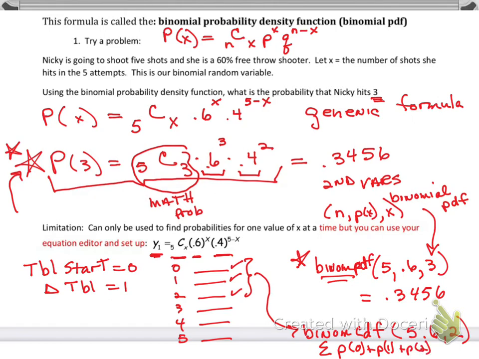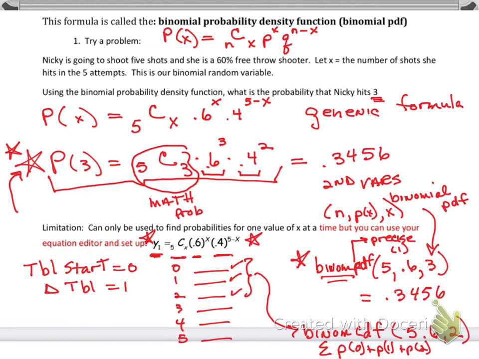So you could either do it like this with your equation editor and manually sum them up, or if you have a range of numbers, you can do Binomial Cdf. If you have one number, you're going to do Binomial Pdf. And the way to keep this straight is P is precise, so only one value. Okay? All right, so let's go on to the next page.